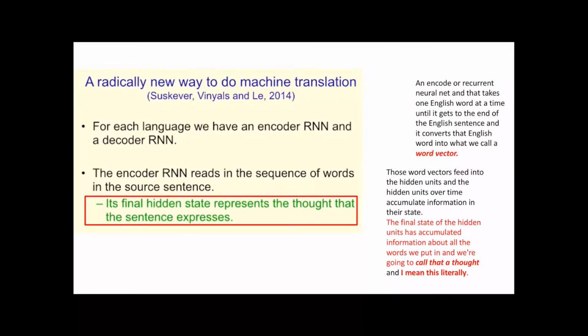We need this for recognizing language and for machine translation, and the revolution here occurred in 2015. So we need an encoder recurrent neural network and a decoder recurrent neural network. The encoder reads the sequence of words in a source sentence, and its final state before the output represents the thought that the sentence expresses.